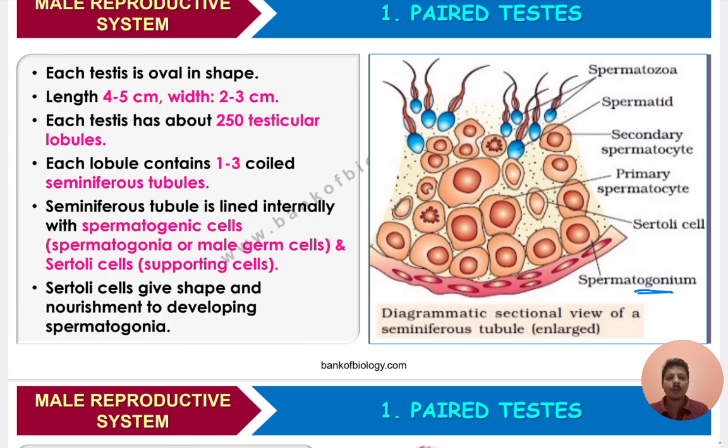Spermatogonium and Sertoli cells are here. Primary spermatocyte, then secondary, then spermatid, and finally spermatozoa or male gamete is formed. Sertoli cells give shape and nourishment to developing spermatogonia. So what is the function of Sertoli cells? They give shape and nourishment to the developing spermatogonia.